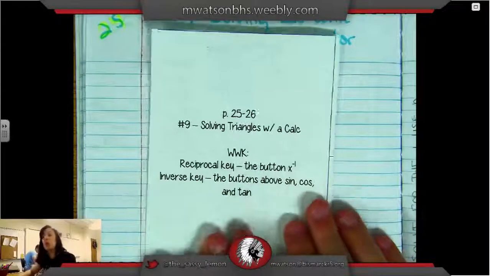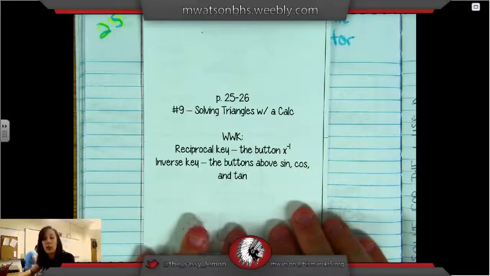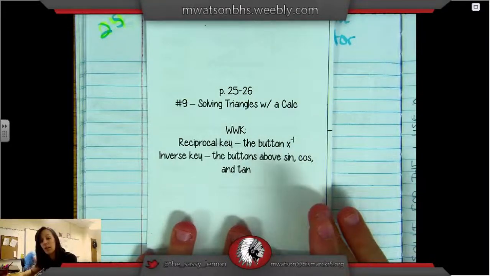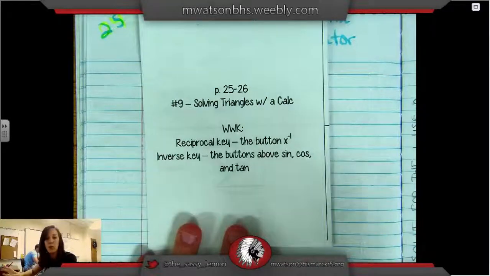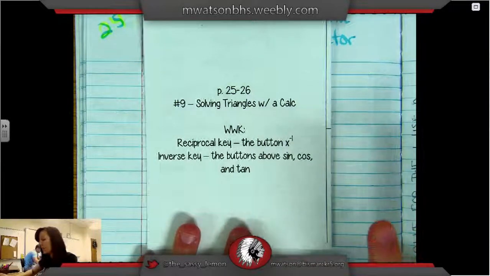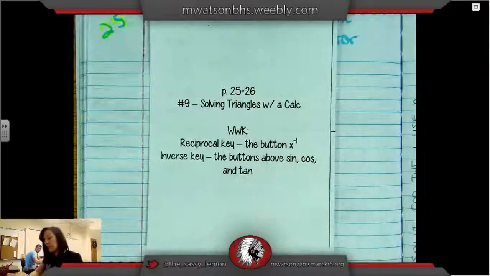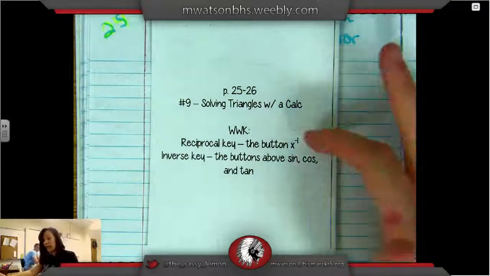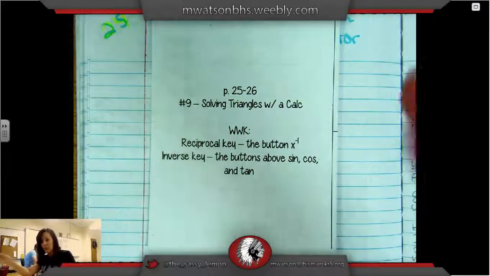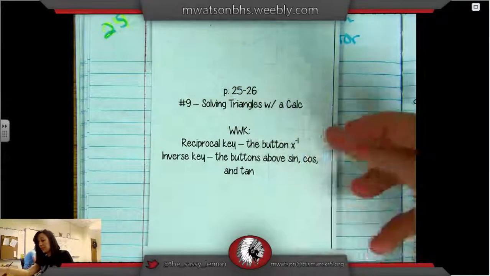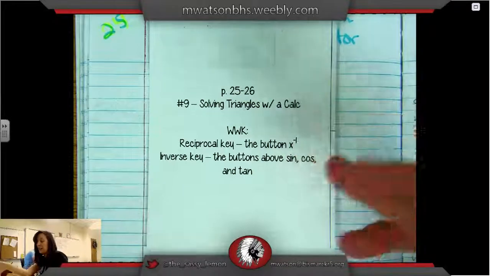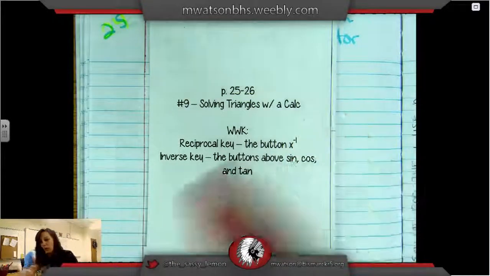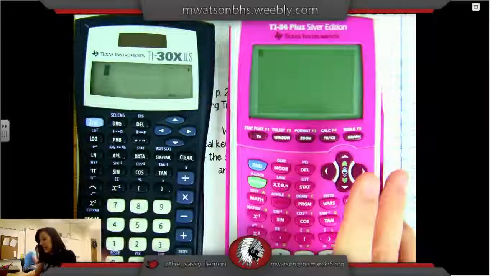I did give you some words worth knowing that are buttons that we need to be familiar with. Make sure that you call these by their appropriate names, because it's easy to mix up reciprocal and inverse. But the reciprocal key is this little x^-1 button. And basically, if you remember negative exponents, they make you move something to the bottom. So actually, the definition fits the definition of reciprocal. It's going to cause something to flip over. So that's why that's the reciprocal key.